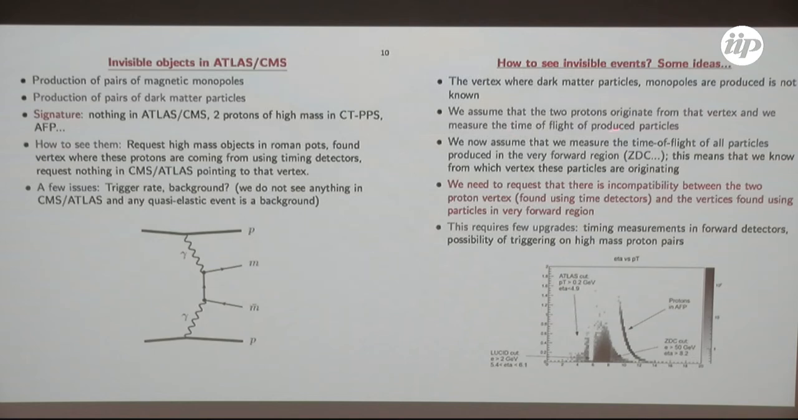So that's why, to control this background, we need to measure the time of flight of all the particles which are produced in the very forward region or in the central part of the detector, especially, for instance, in the zero-degree calorimeter.